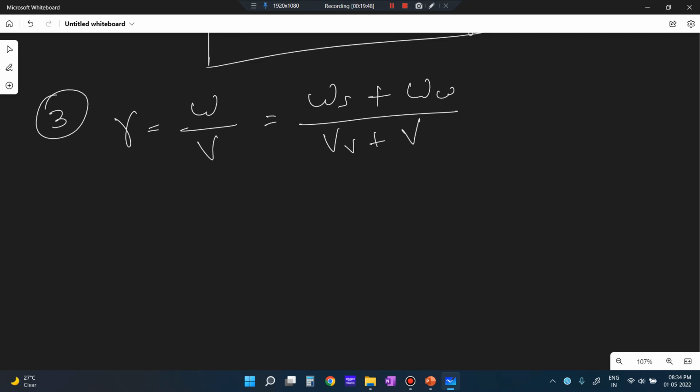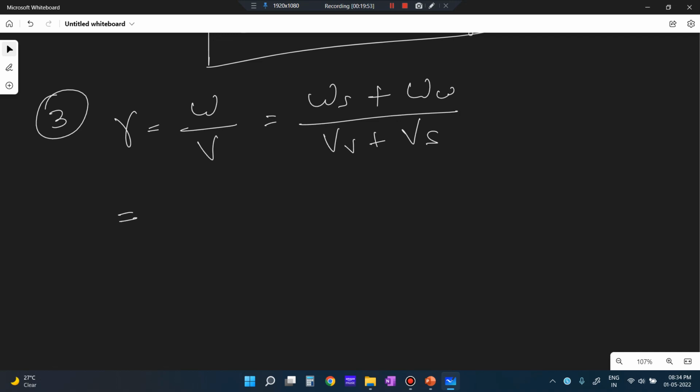Third one, we know bulk unit weight is equal to total weight of the soil by total volume of soil. We can write it like this: weight of the solid plus weight of the water plus weight of the air, which is equal to 0. Volume means volume of voids plus volume of soil solids.